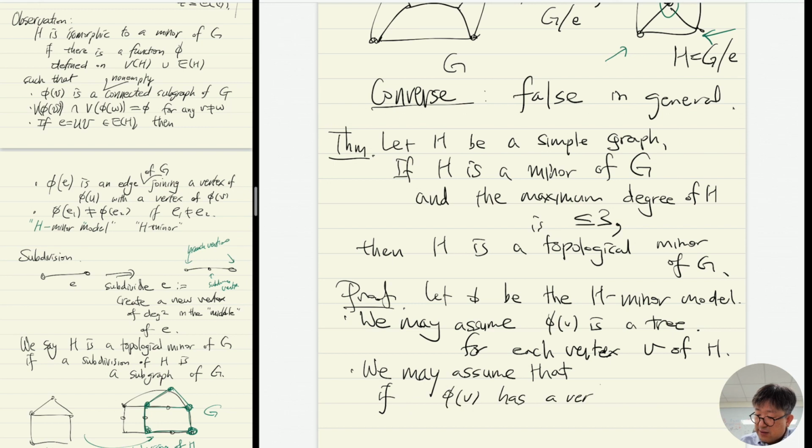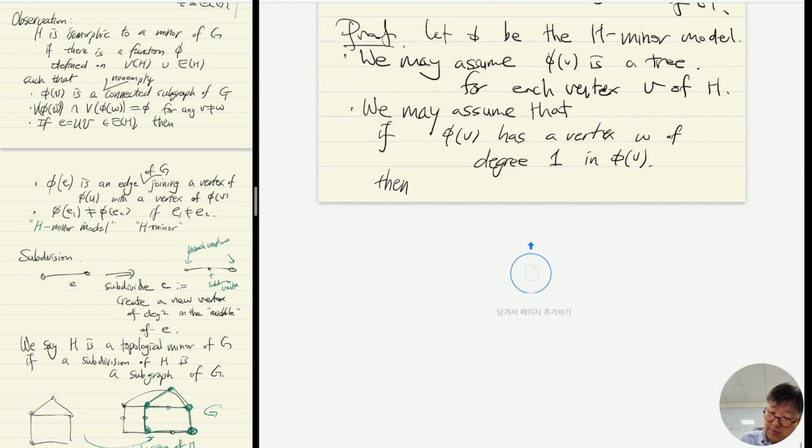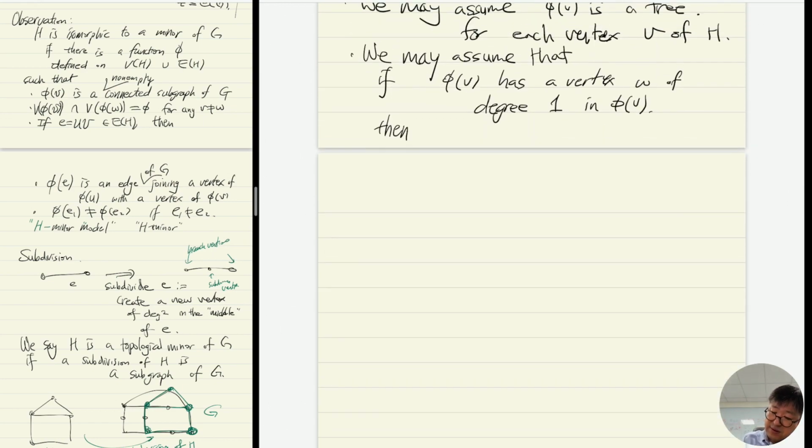has a vertex W of degree 1 in phi v, right? So let's say this is mapped to 3. If I have a vertex of degree 1, why do we keep it? Well, the reason why we keep it is because some of the edges are mapped here. Otherwise I can delete this black vertex.